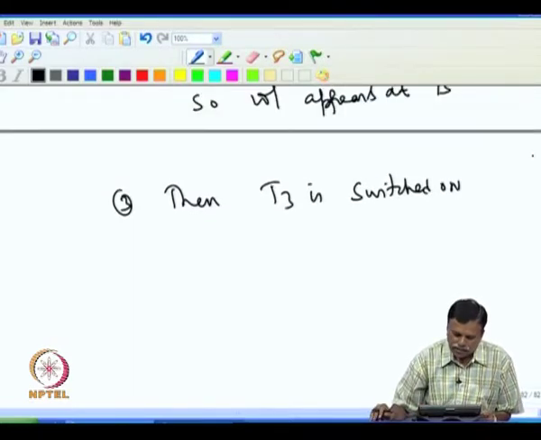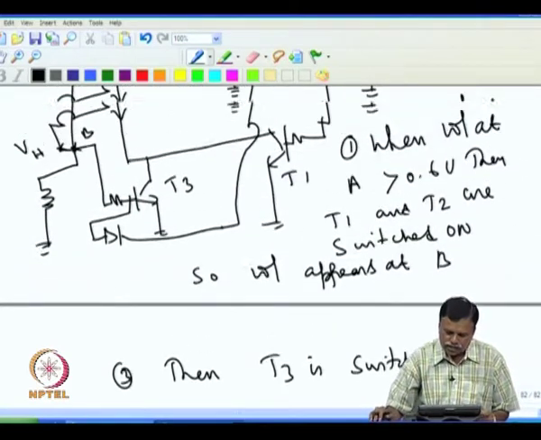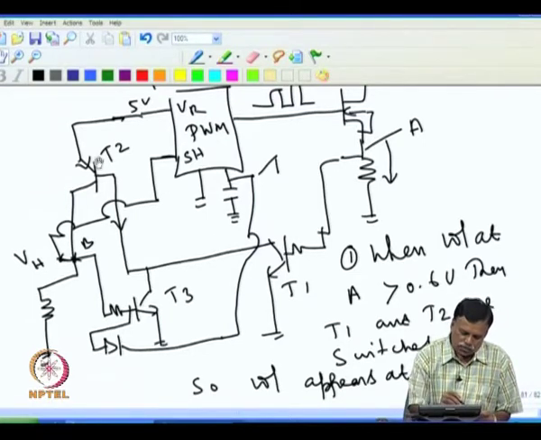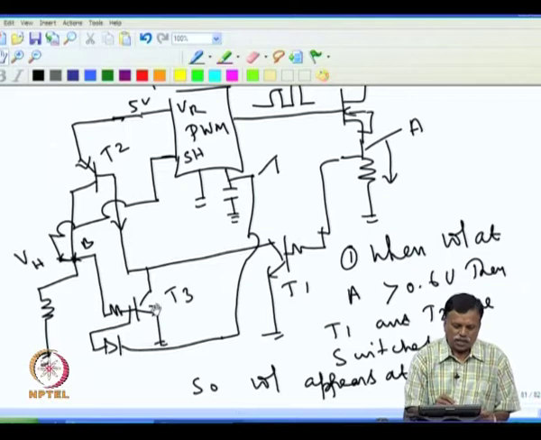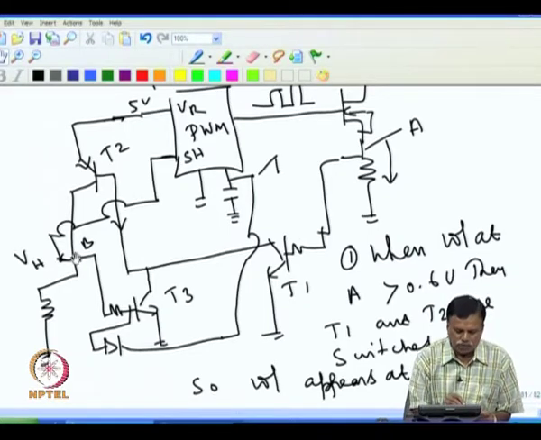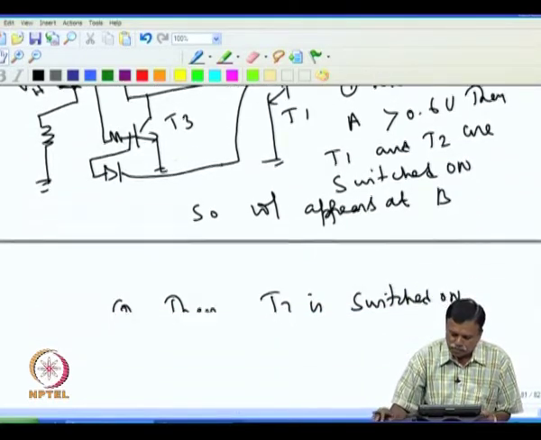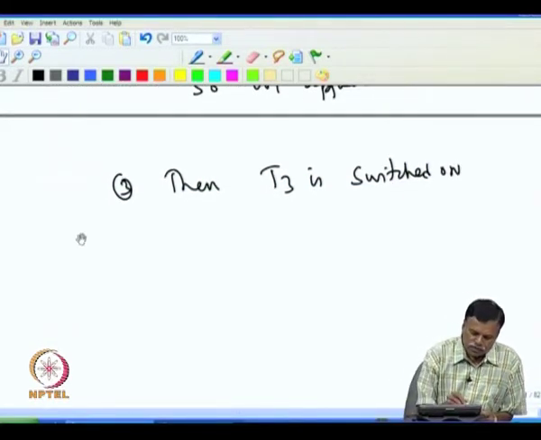So, effectively, when the voltage at A goes more than 0.6, T1, T2, T3 all are switched on, and then at B you will get a voltage. Once the voltage at B appears, then the PWM IC is switched off because we have connected B to the shutdown terminal.